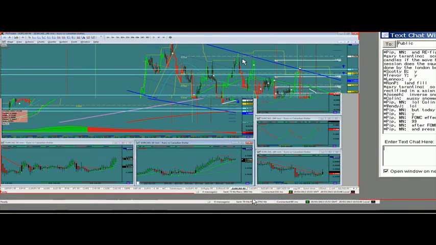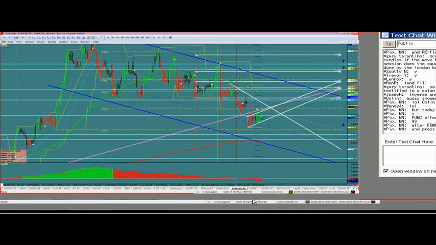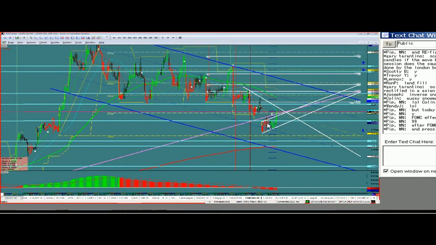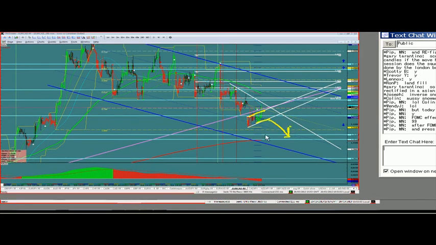Alright, Euro CAD, again it's got the CAD in it. We are still chop city. Chop city. So we want to be out of the chop, which is this bear flag right here. If this breaks the bear flag to the downside, that's our trade right there.